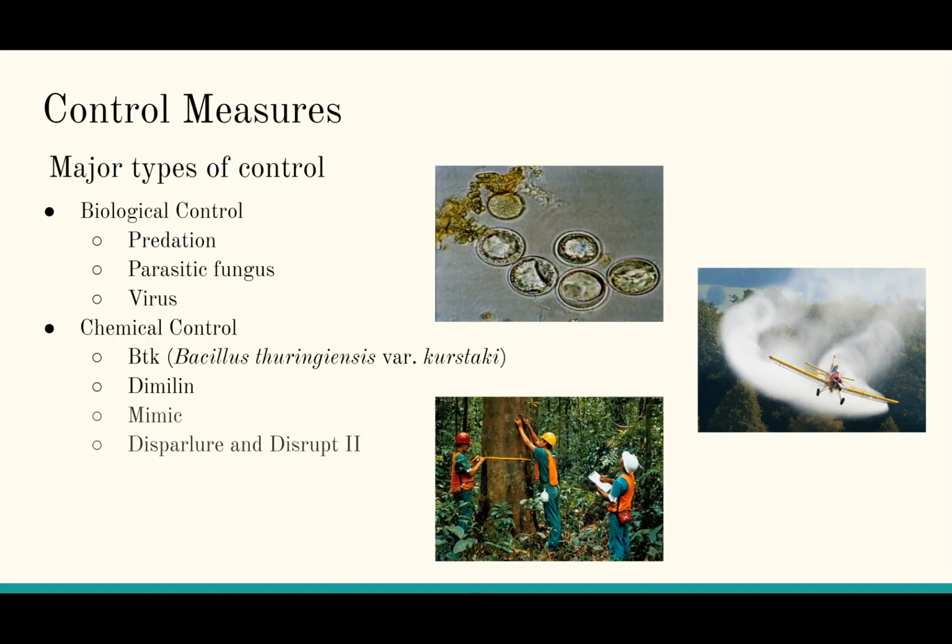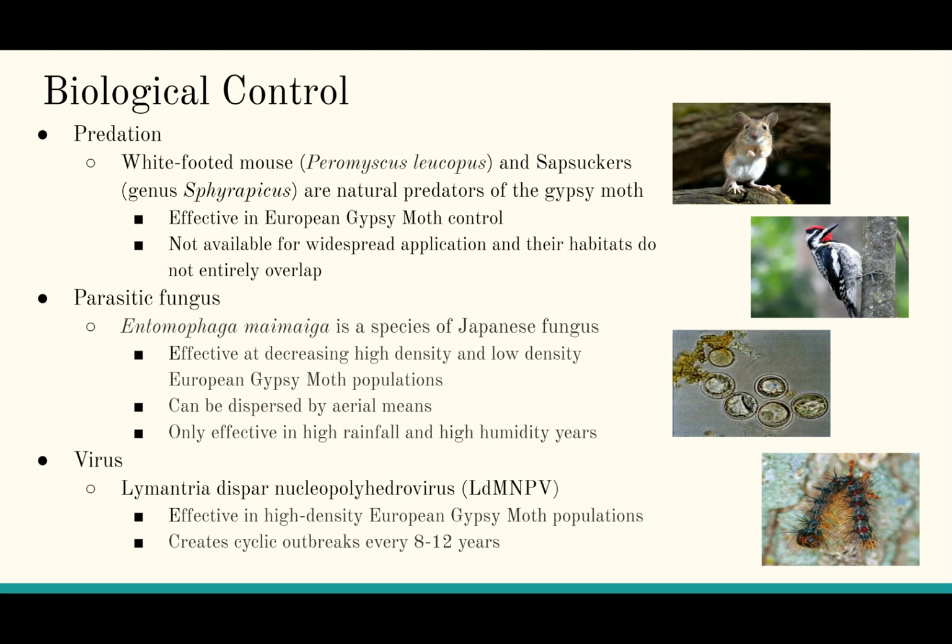Biological and chemical control are 2 control measures for the European gypsy moth. Predation. The white-footed mouse is a species of rodent native to North America, which feed on the gypsy moth pupae, and sapsuckers are a genus of birds that feed on the European gypsy moth caterpillars. Both these animals are effective in their population control, but currently are not available in large enough numbers for widespread application, and there are some areas where the habitats do not overlap.